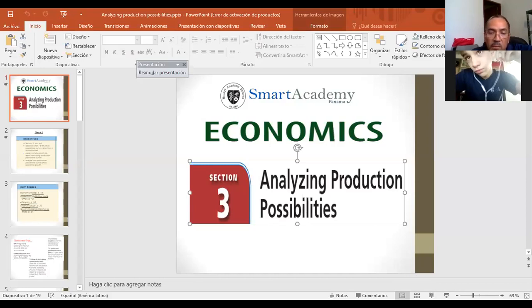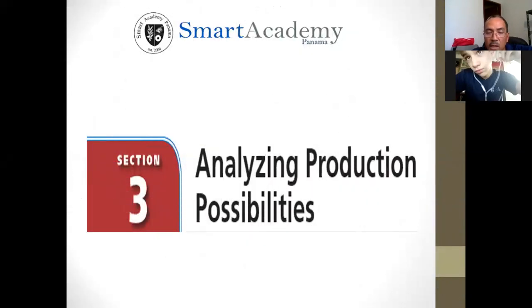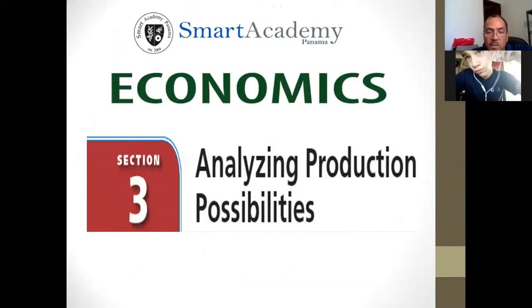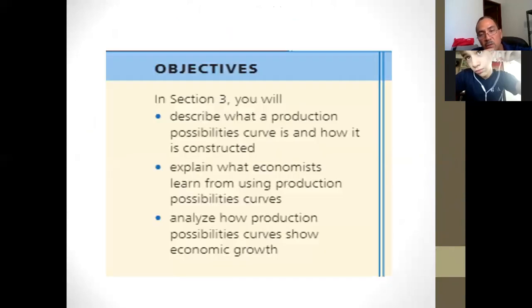Oh my God, here it is. Okay, now, let's begin. What is the objective of this section? This is section number 3, in your book. Describe what a production possibility curve is and how it's constructed. Number 2, explain what economists learn from using production possibility curves. And the last one is analyze how the production possibility curve shows economic growth.